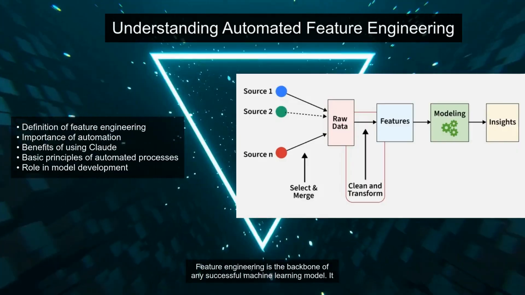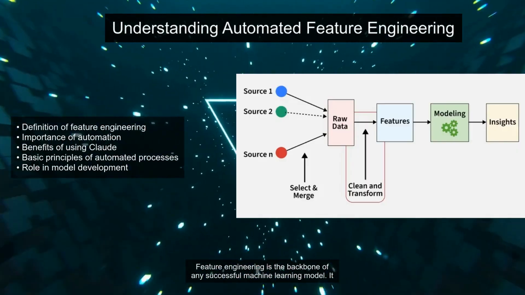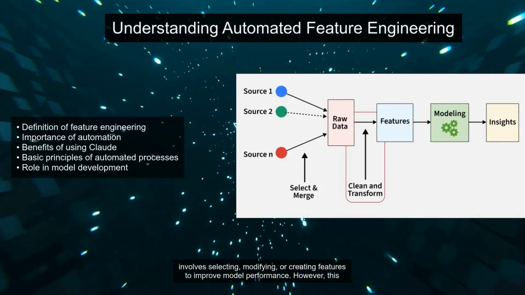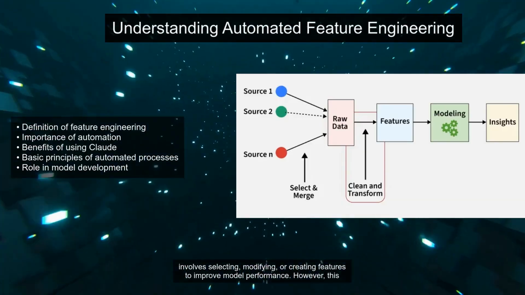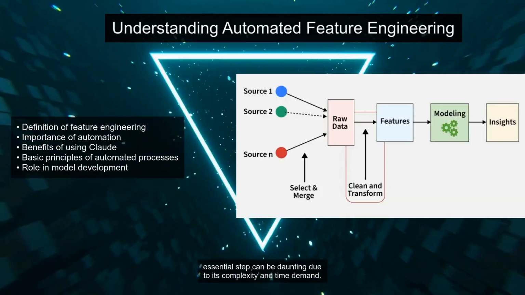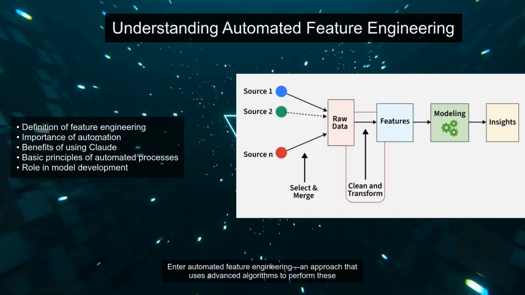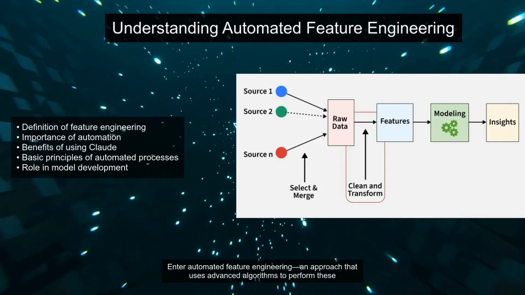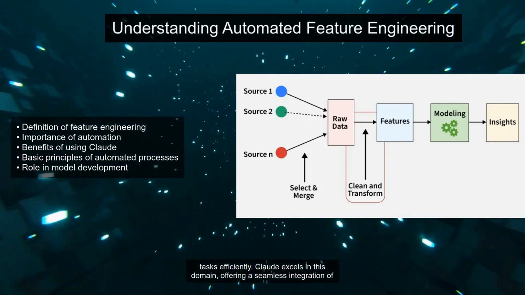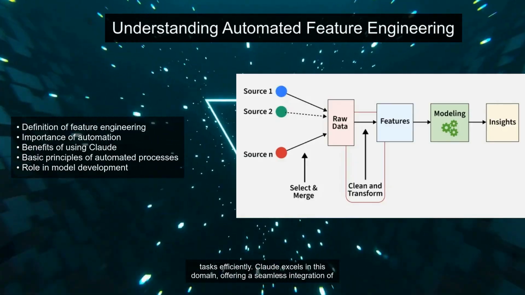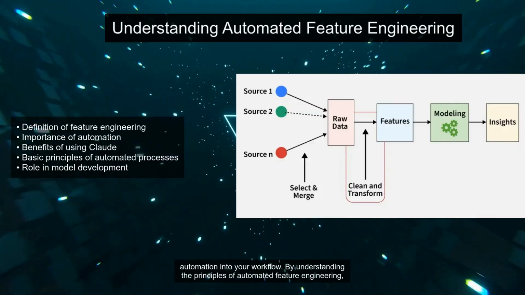Feature engineering is the backbone of any successful machine learning model. It involves selecting, modifying, or creating features to improve model performance. However, this essential step can be daunting due to its complexity and time demand. Enter automated feature engineering, an approach that uses advanced algorithms to perform these tasks efficiently. Claude excels in this domain, offering a seamless integration of automation into your workflow.